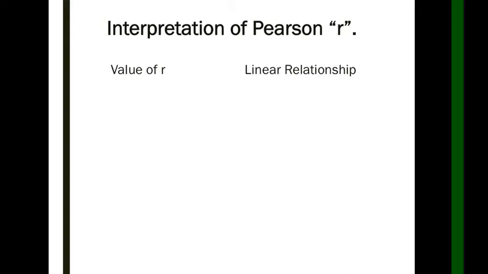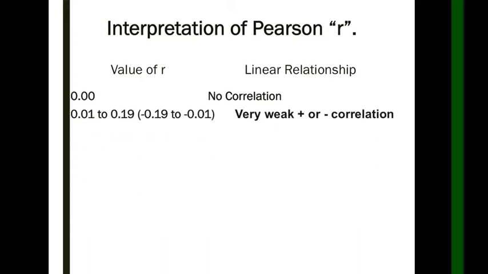To interpret the Pearson r or the Spearman law, we have the following values. For 0.00, the interpretation is no correlation. 0.01 to 0.19 or negative 0.19 to negative 0.01 is very weak positive or negative correlation. If your answer is negative, the interpretation is very weak negative correlation. If your answer is positive, the interpretation is very weak positive correlation.